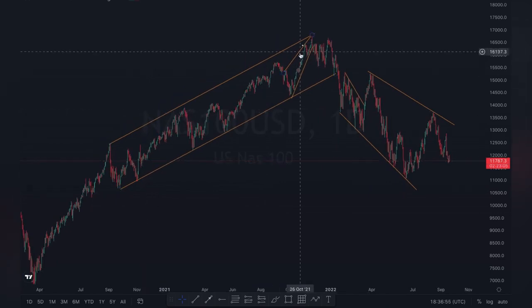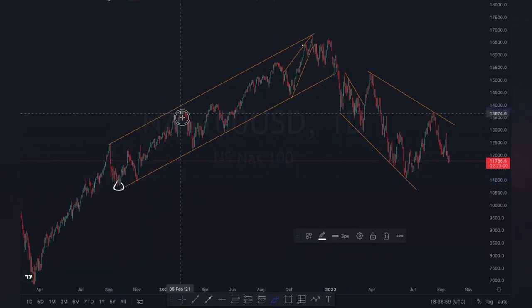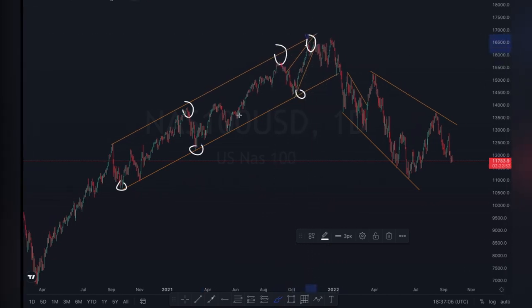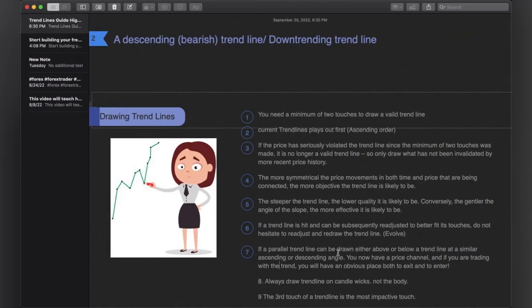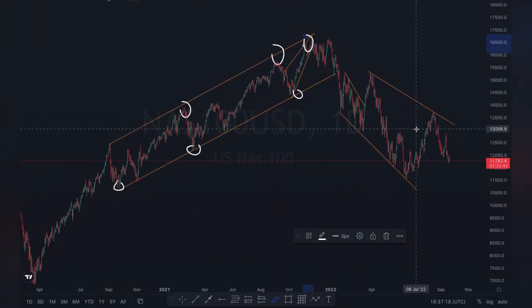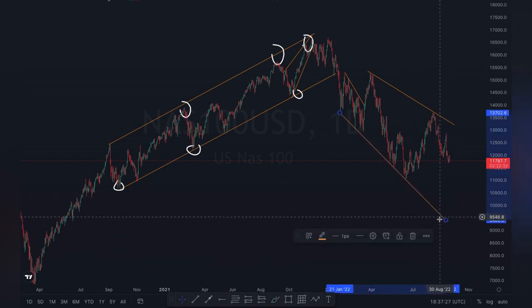So when you have a price channel, you know exactly when to enter and when to get out. That's what it's trying to say. When you have a price channel, you say if a parallel trend line can be drawn either above or below at a similar ascending or descending angle, you have a price channel. So this is a price channel. This is also a price channel. So you know when to enter, when to get out, when to enter, and when to get out. You'll be holding this, hopefully, to get out when it comes to the third touch.